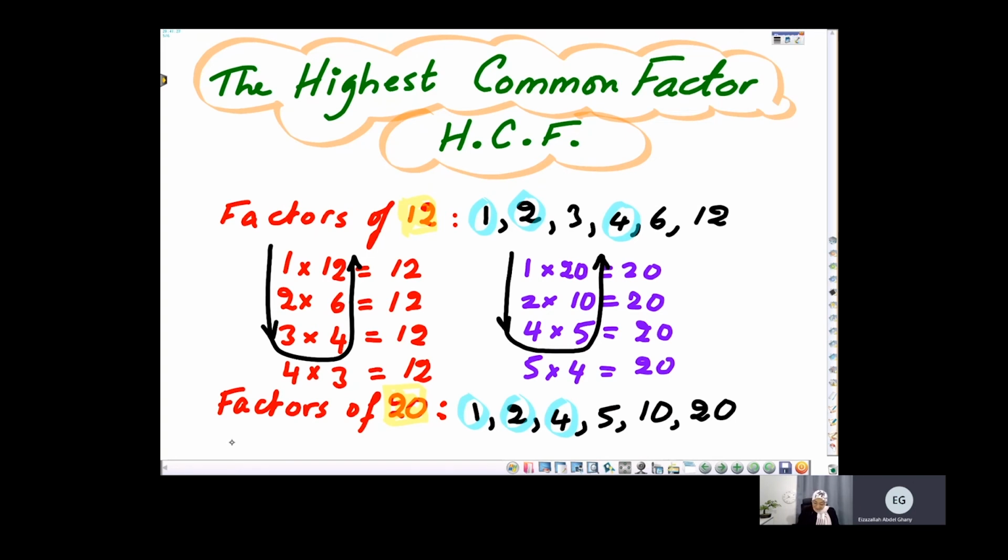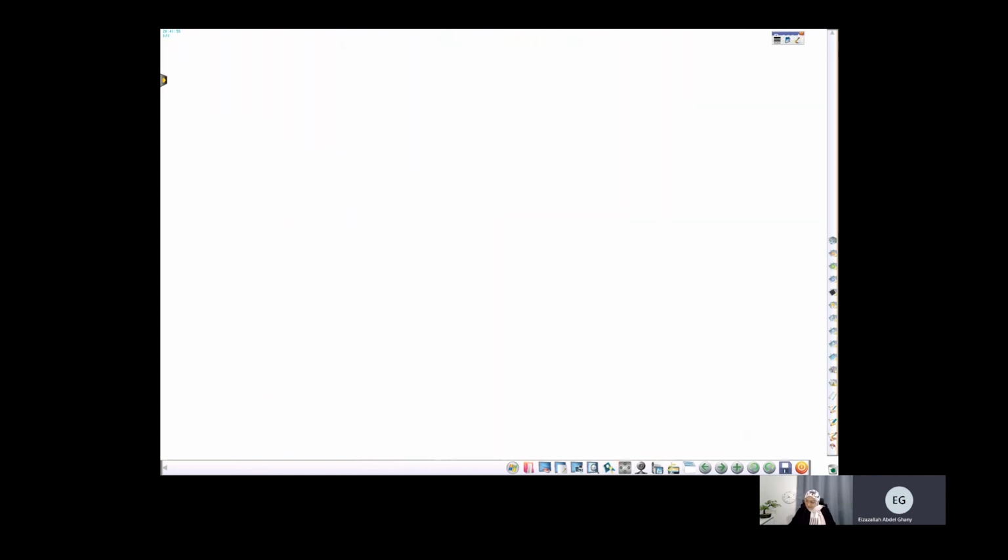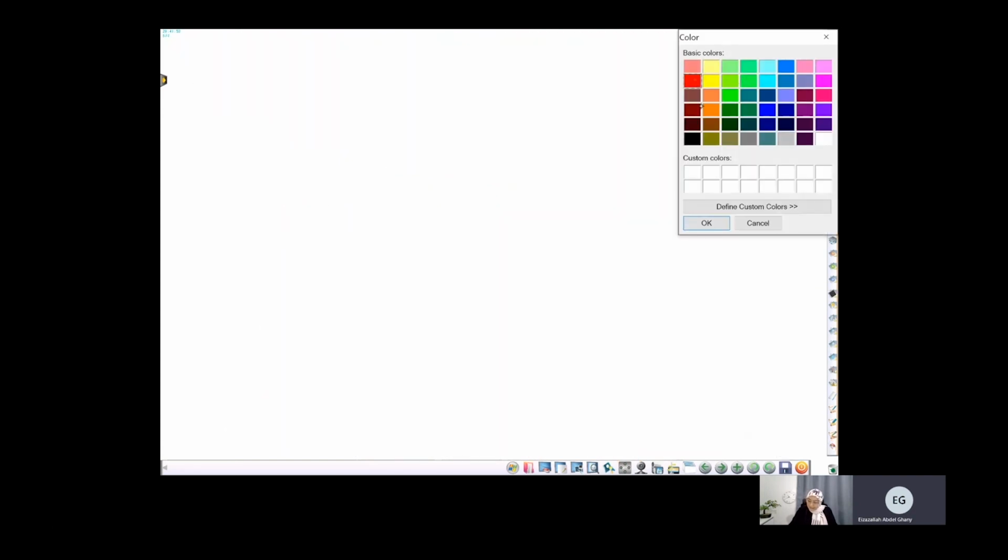Oh, it's a new thing. The highest common factor of 12 and 20 is 4. Da-da-da! This method is just to explain the concept of highest common factor. But there is a method which is very nice and very short. Remember, it was 4. Now, how to find the highest common factor in a simple and fast method?